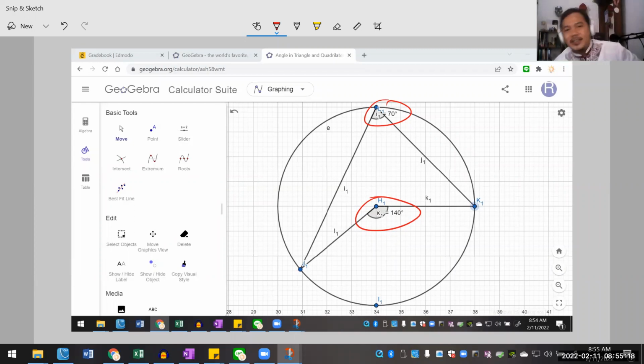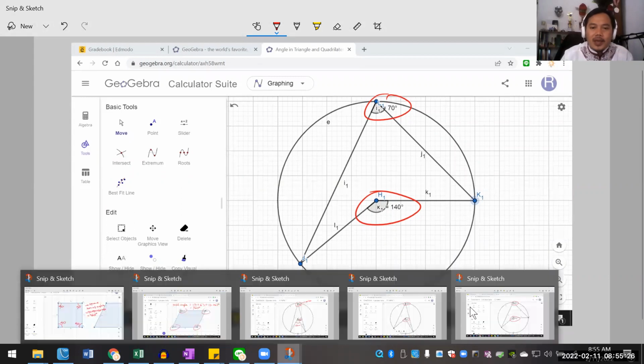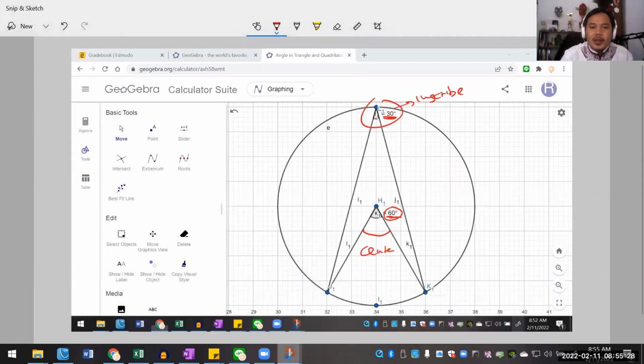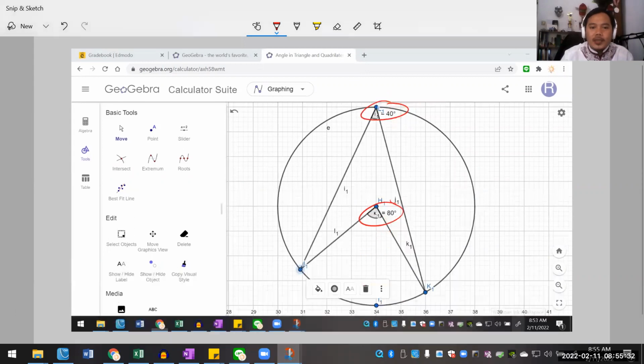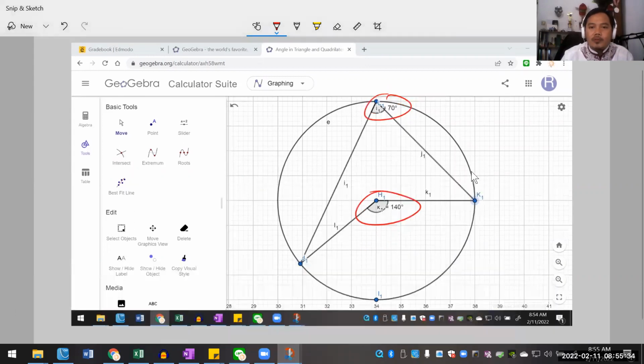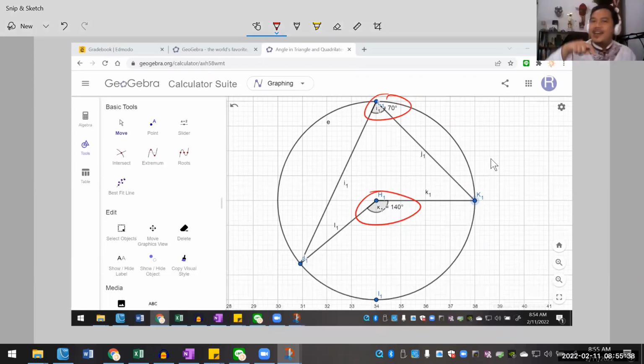Kiko, what do you think is the connection between these two numbers? 140 and 70, and previously we have 60 and 30, right? And then we have also 80 and 40, and we have 140 divided by 2. Divided by 2. So the connection between the center angle and the inscribed angle is that you divide by 2, and you will get the inscribed angle, right? Okay, thank you very much, Kiko.